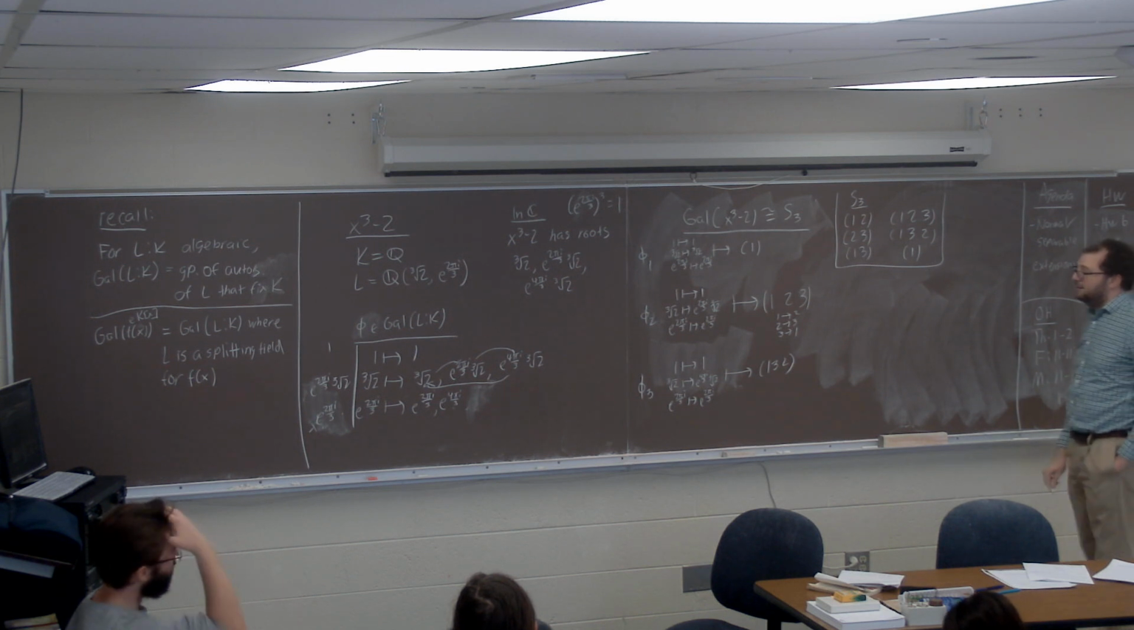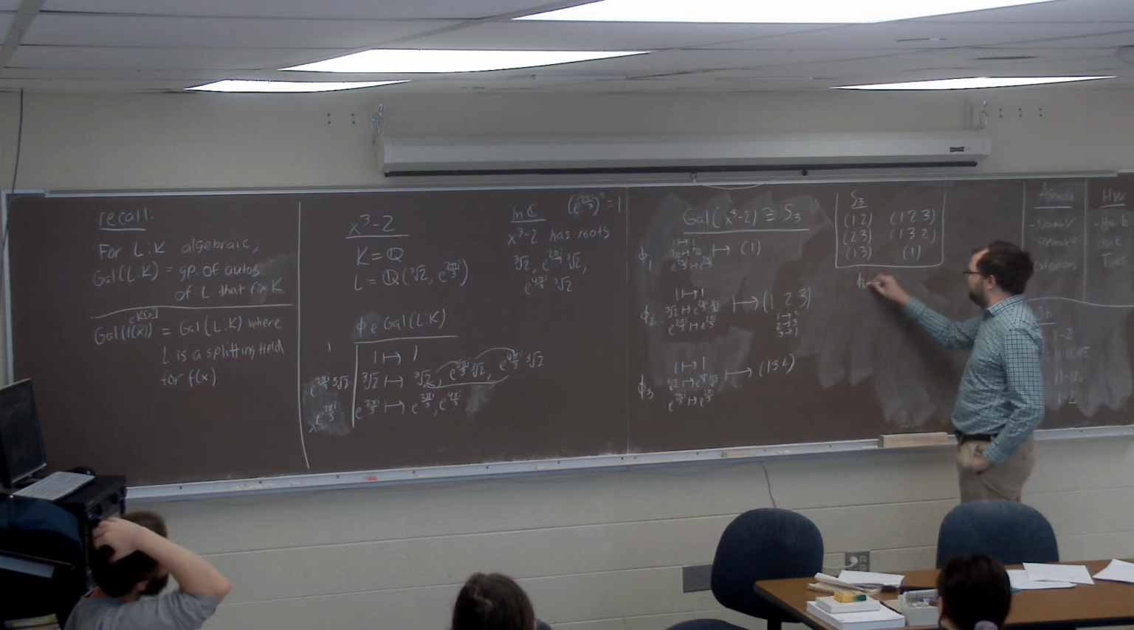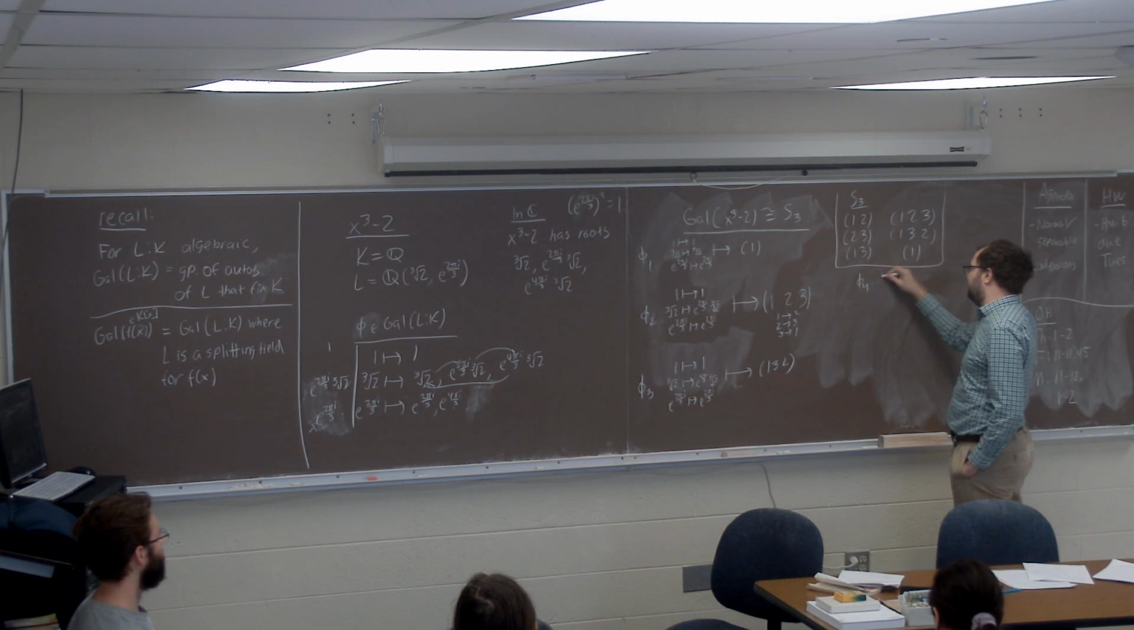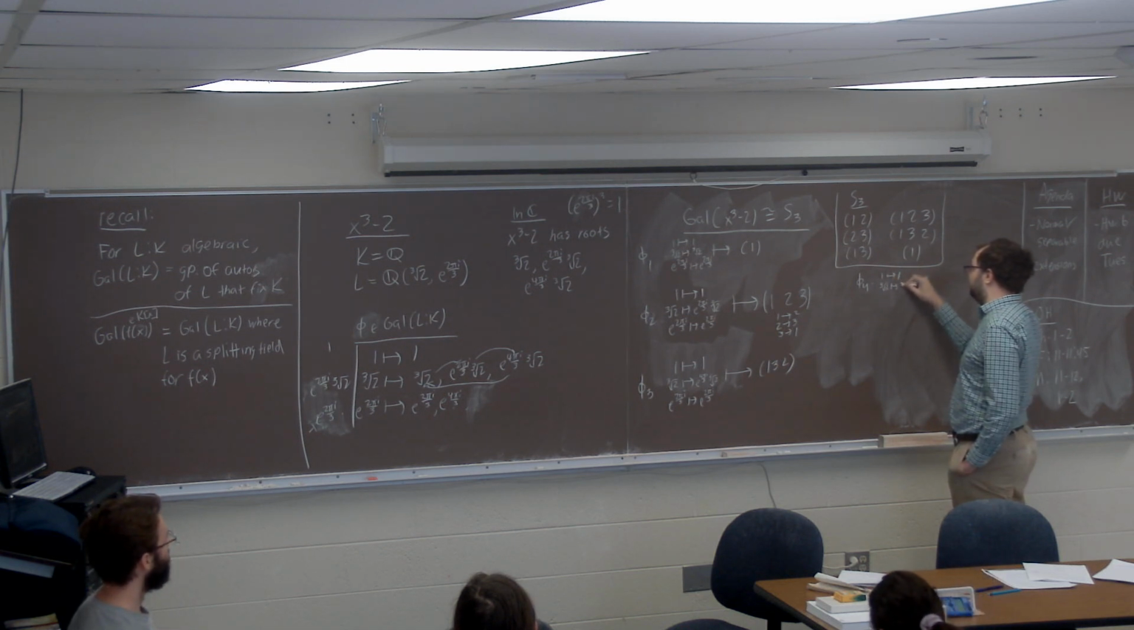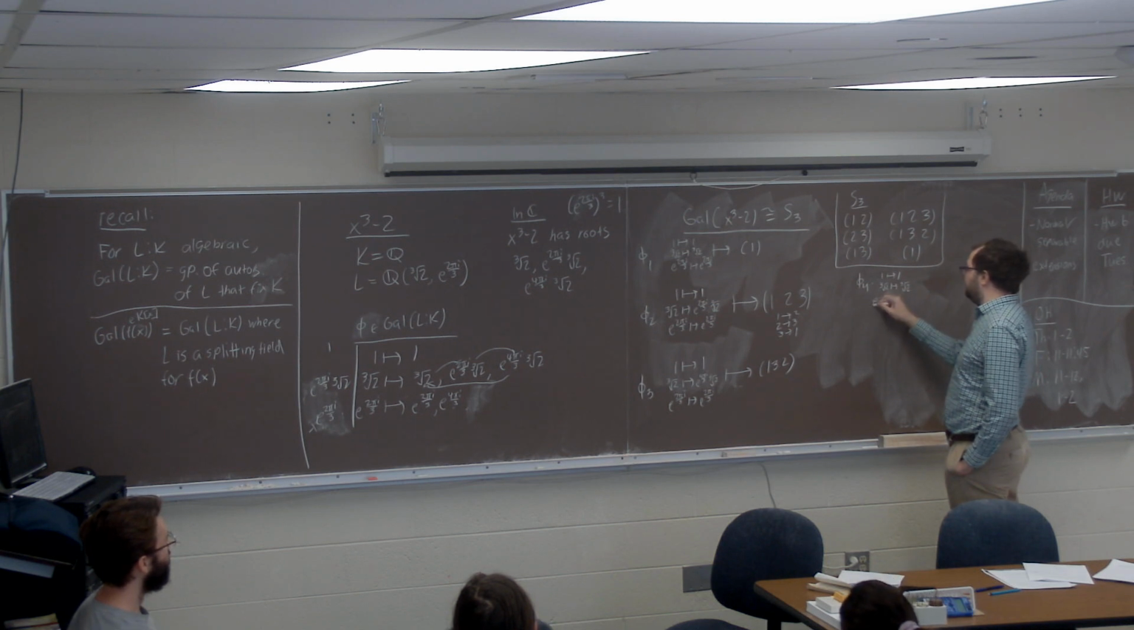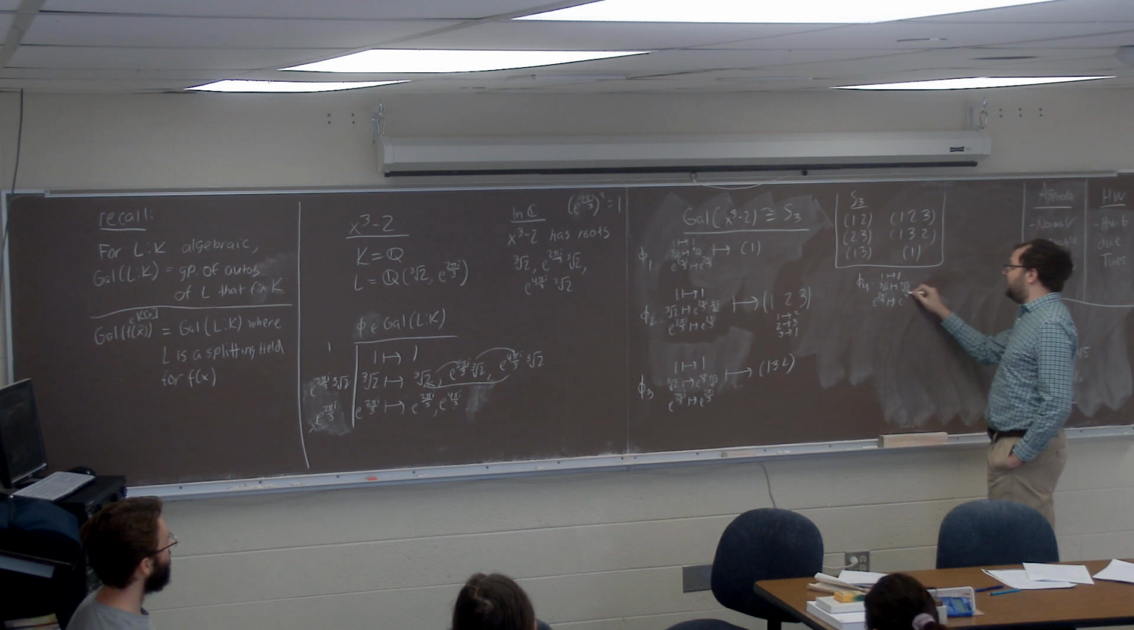So, let's go phi sub 4. What's another one? How about 1 maps to 1, cube root of 2 maps to itself, e to the 2 pi i over 3 goes to e to the 4 pi i over 3.